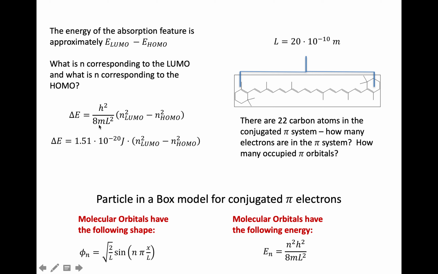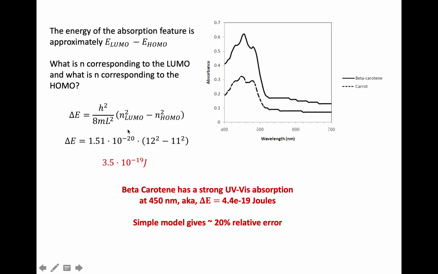We know what the mass of the electron is. This ends up being 1.51 times 10 to the minus 20 joules. That's what this entire prefactor is. And then we just need to stick in our quantum numbers. All right, so 1.51 times 10 to the minus 20 joules times 12 squared minus 11 squared. So we end up getting 3.5 times 10 to the minus 19 joules. That's what we get as our estimate of the HOMO-LUMO gap.